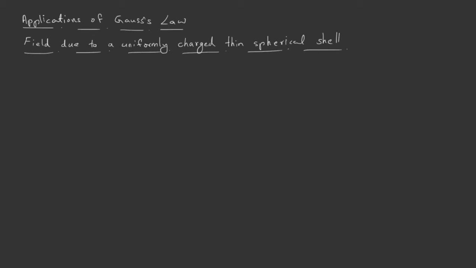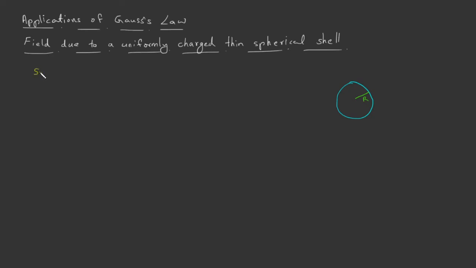Today we are going to study one application of Gauss's law. We know by using Gauss's law we can easily obtain the electric field for some simple symmetric charge configurations. Here in this video we are going to find the electric field due to a uniformly charged thin spherical shell. For that, consider a thin spherical shell of radius r and charge density sigma.